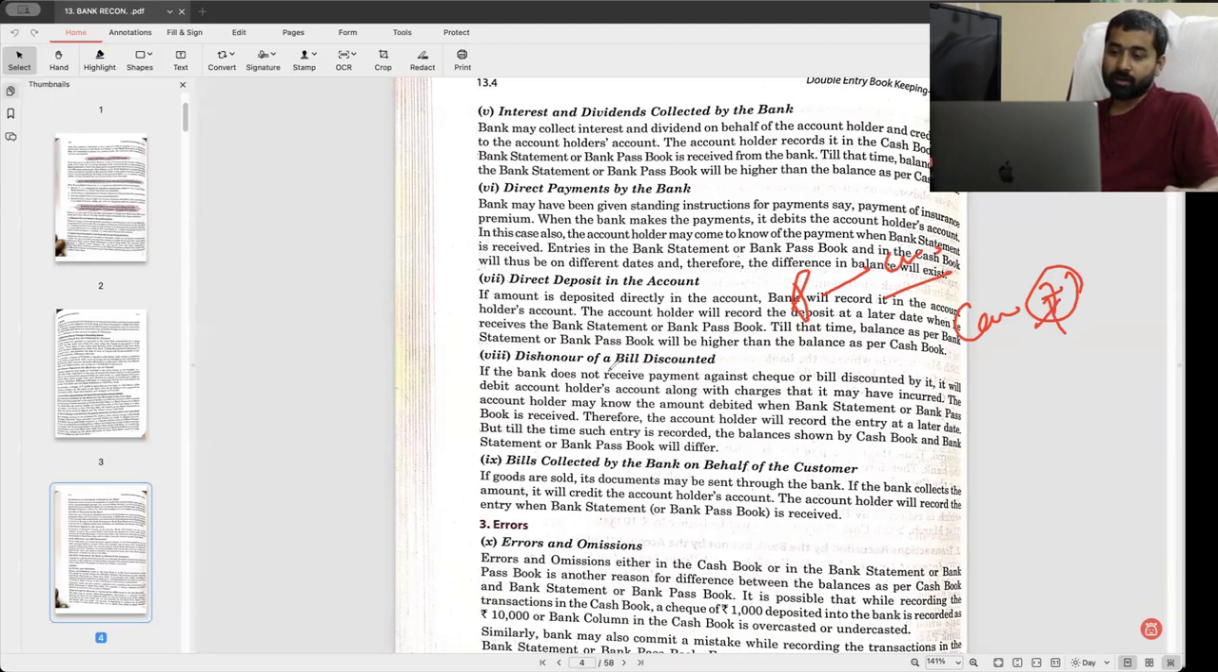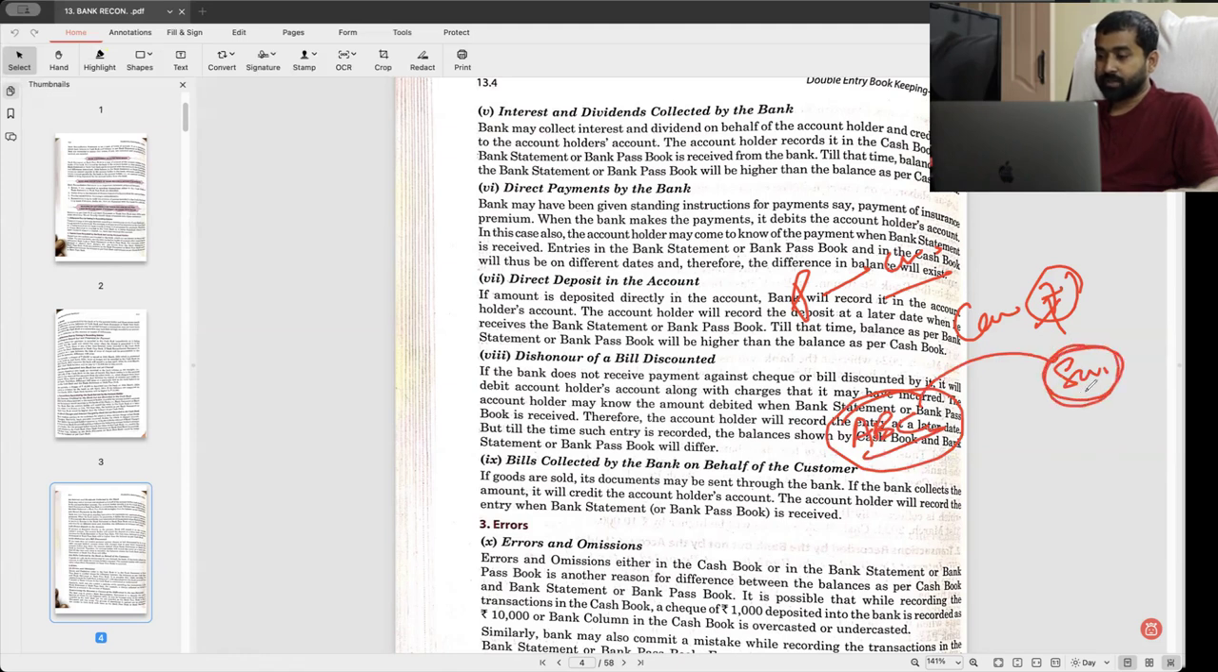Next, dishonor of a bill discounted. Now this point is a little bit important. Think: what does dishonored bill discounted mean? Simple: any condition where you have discounted a bill with a bank. Now the point is, what is discounting of a bill? Take ABC company and Shreya. ABC company has done a deal with Shreya. Now Shreya is supposed to receive money from ABC company for rupees 50,000.